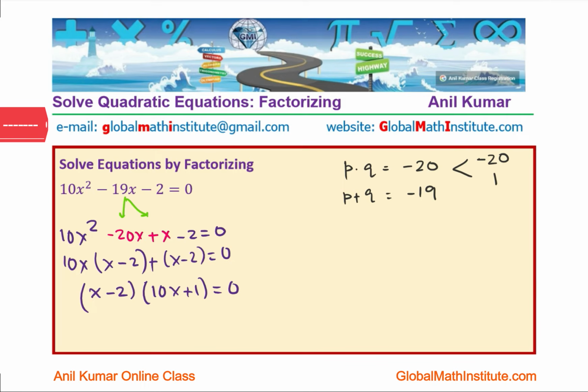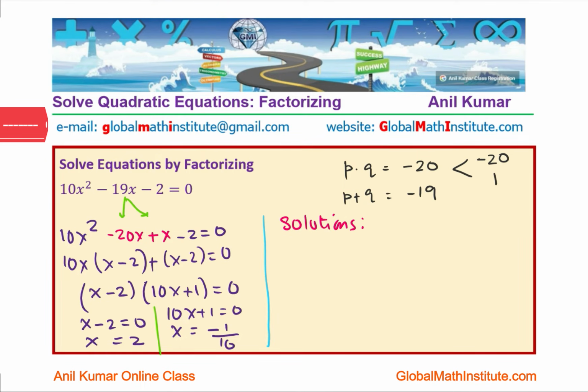So equating the first one, x minus 2 equals to 0, we get x equals to 2. And the second one, 10x plus 1 equals to 0, we get, let me write directly, x is minus 1 divided by 10. Clear? So we have two solutions for this trinomial also. So the solutions are x equals to 2 and x equals to minus 1 over 10. Is that clear to you?